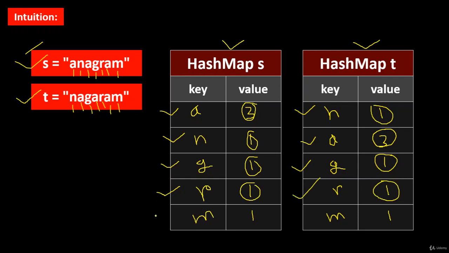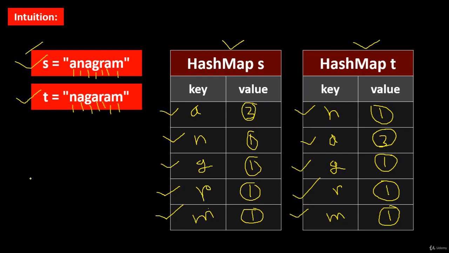Then the next one is this one. Here we have m, against m we have 1, and against m in this hash map we have 1 as well, so they match. And we're done. We see that all the key value pairs in the two hash maps are matched. So the given two strings are anagrams of each other because they contain the same characters in the same quantity. And this is the hash map solution for this problem.